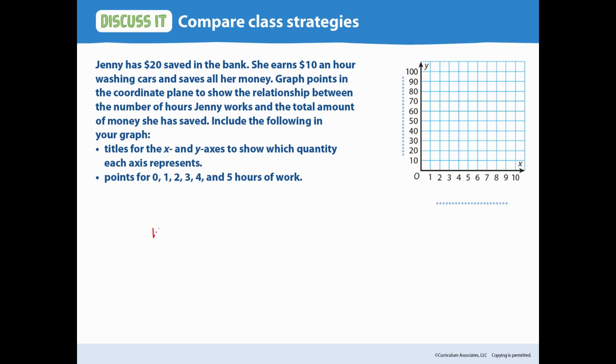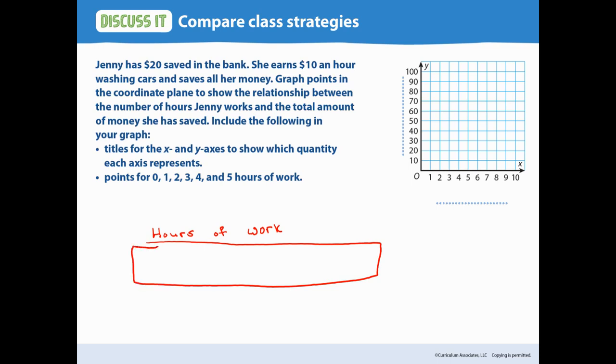So down here below, I am going to go ahead and start a chart. I'm going to get you guys started on this one. And then let's do our titles. So 0, 1, 2, 3 through 10 has to be hours of work. And then our title for the side is money earned.